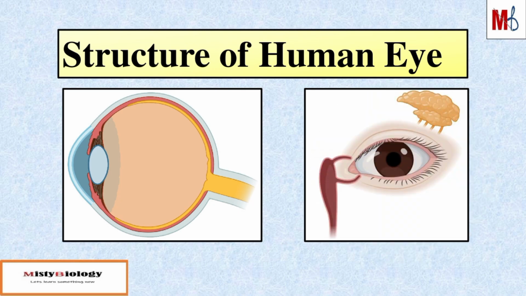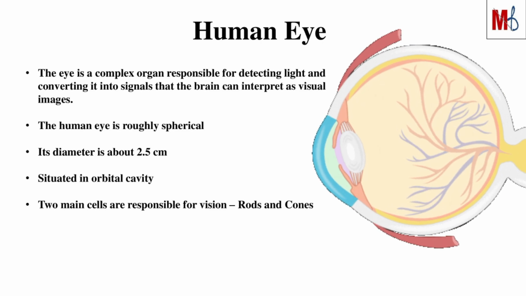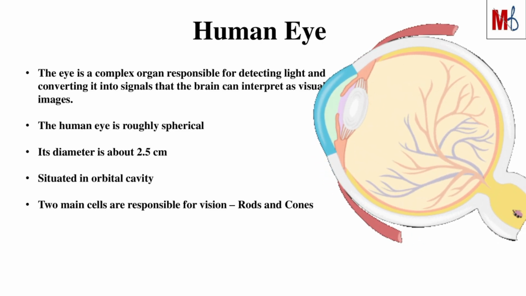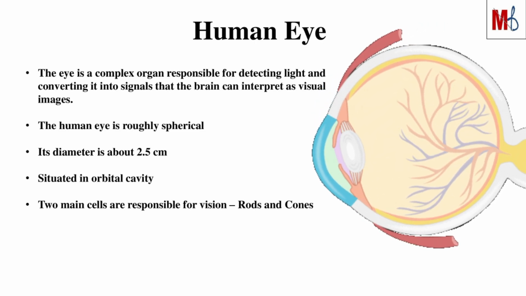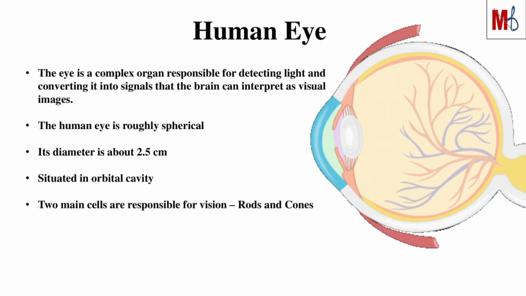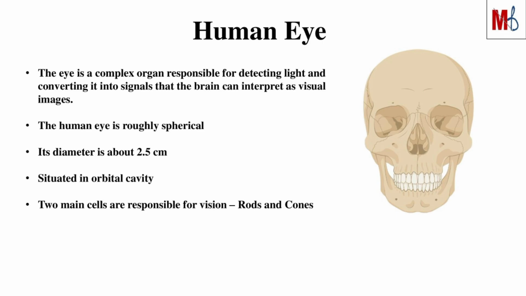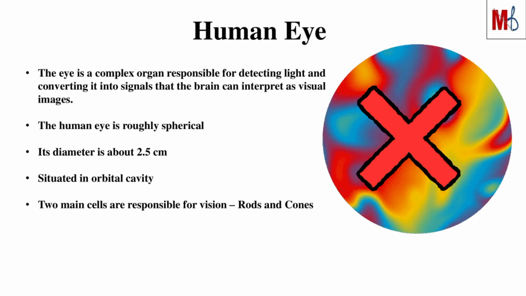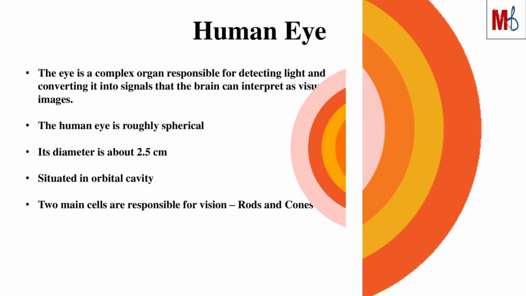Anyways, without any delay, let's focus on the anatomy of the eye. We all know eyes are complex organs, so it is going to be a little tough for you to understand its anatomy, but don't worry, I have tried to make it easy for you. Well, this complex organ is responsible for detecting light and converting it into signals that the brain can interpret as visual images. The human eye looks like a ball or a sphere, but it is not. Actually, it is a two-piece fused structure. We will see this in the next slide.